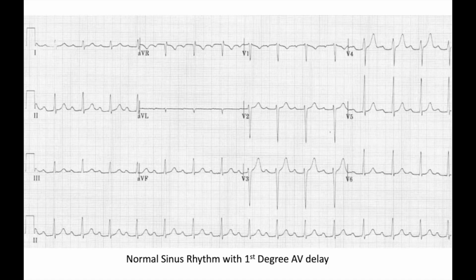The thing that's interesting is when we're looking at our interval, specifically the PR interval, this is around 260 milliseconds. And if you remember, we said a normal PR interval should be less than 200. And when you see this, this is first degree AV delay.